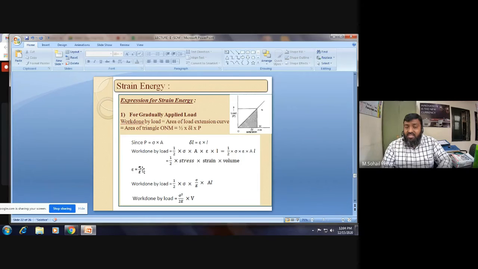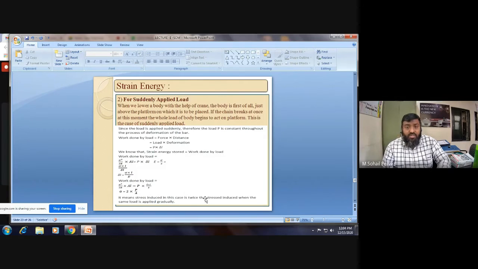Again we can say that strain is equals to stress upon Young's modulus. So we'll replace this strain by stress upon Young's modulus. So we have replaced this strain epsilon by this. So sigma half, sigma square upon E into A into L, and sigma square upon 2E into V. This is the basic expression for strain energy in body subjected to gradually applied load. The next one is for suddenly applied load.